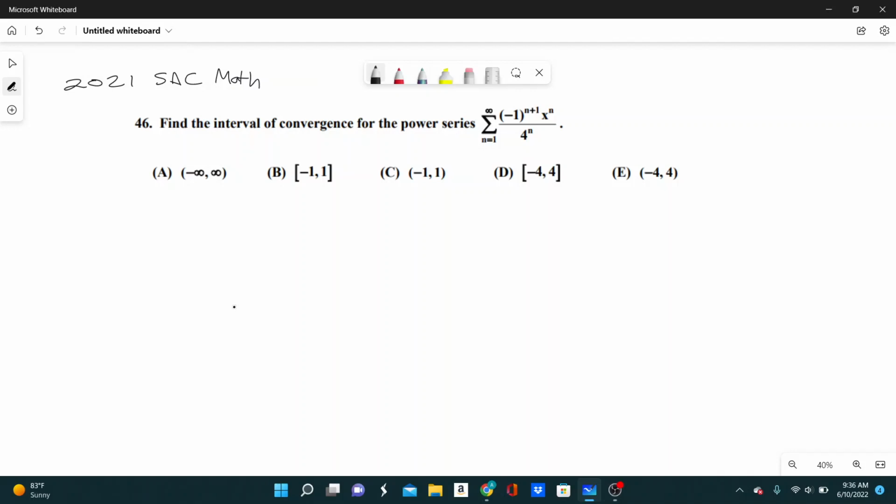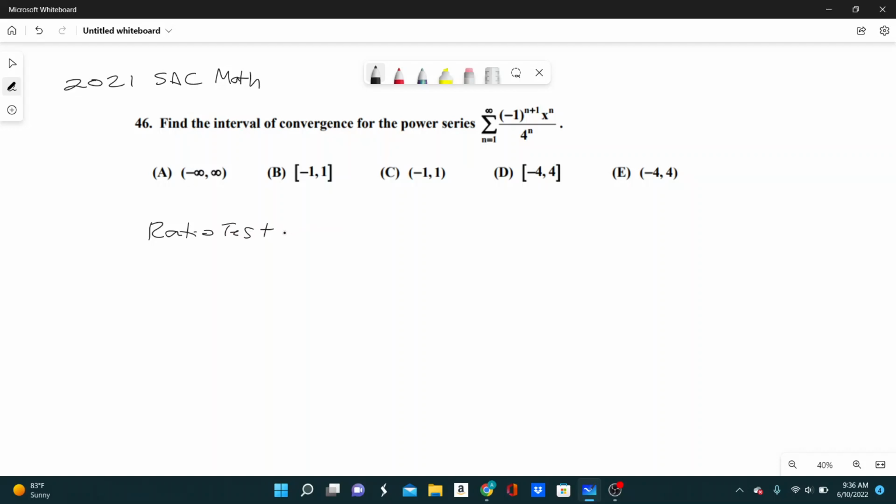Number 46. Find the interval of convergence for the power series n equals 1 to infinity of negative 1 to the n plus 1 times x to the n over 4 to the n. Now, what this is basically asking is what values of x are going to make this series converge to a finite number. And the way we're going to do that is we're going to use the ratio test.